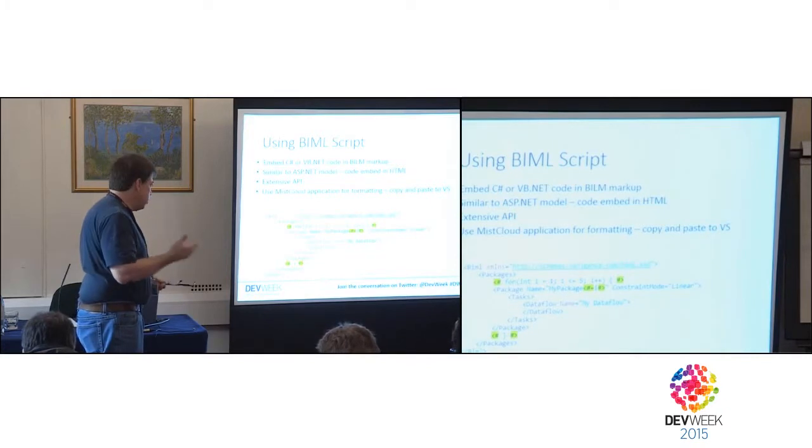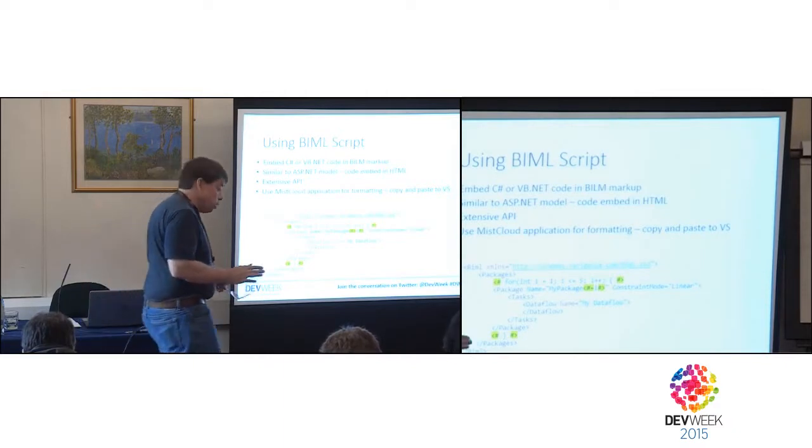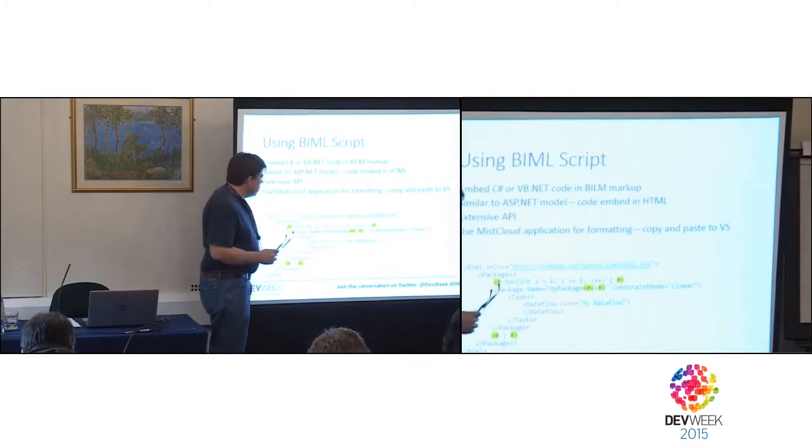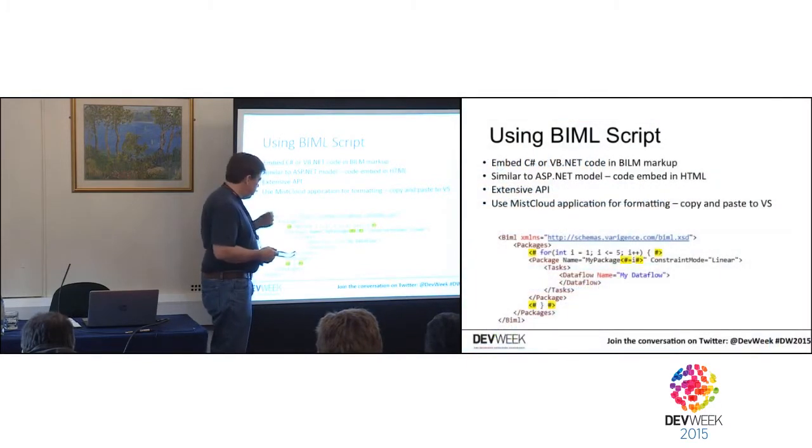It gives you methods for doing some quick schema stuff. Very nice. And then you'll notice down here, use the Mist Cloud application for formatting, copy and paste to VS, because one of the things that's annoying about this, and I don't think they have any plans to fix it because you will actually buy the Vergence product, is this is going to screw up the compiler of Visual Studio, and so you're going to get a lot of squigglies and all kinds of stuff, where they tell you you're doing it wrong and all that stuff.